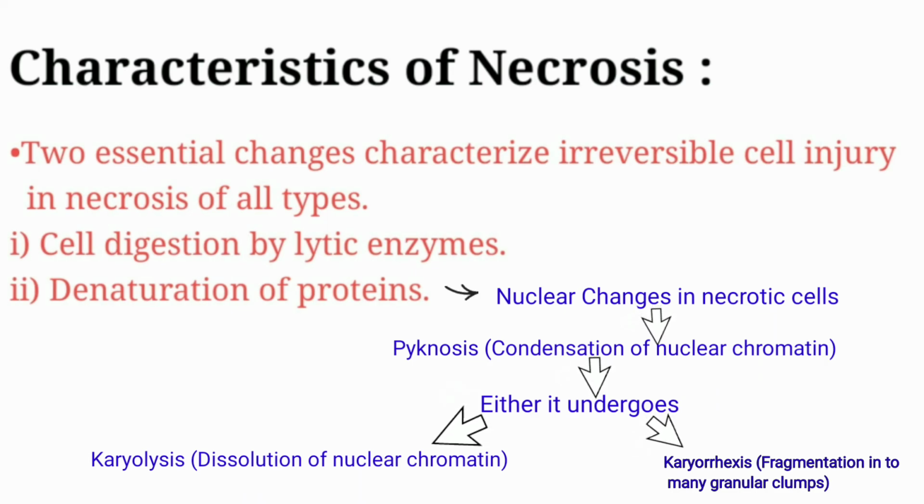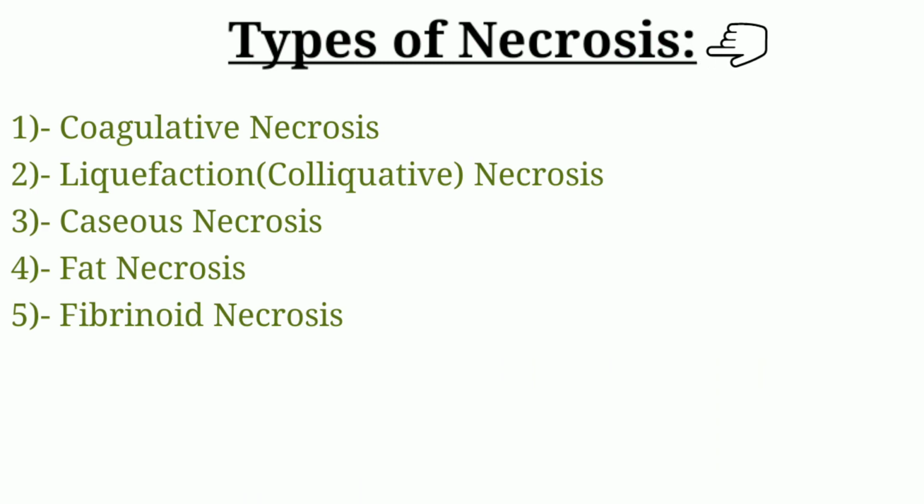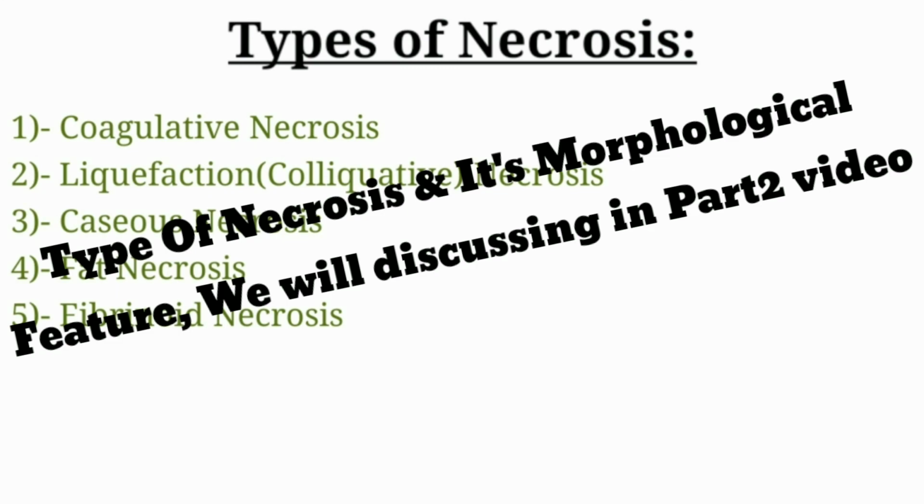So it may change into pycnosis, karyolysis or karyorrhexis. Types of necrosis. There are 5 types of necrosis. First, coagulative necrosis. Second, liquefaction or colliquative necrosis. Then caseous necrosis, fat necrosis and fibrinoid necrosis. These 5 types of necrosis we will discuss in detail in the part 2 video.